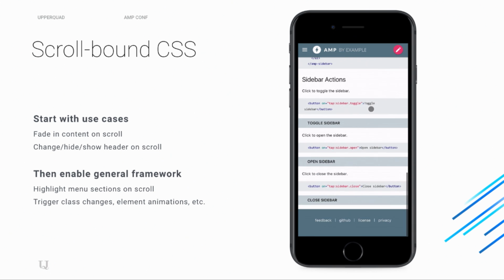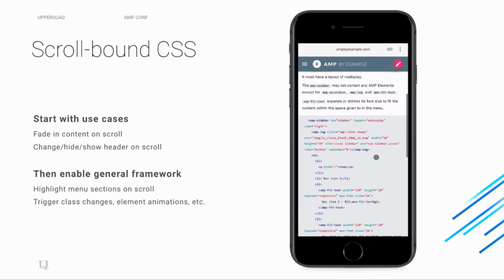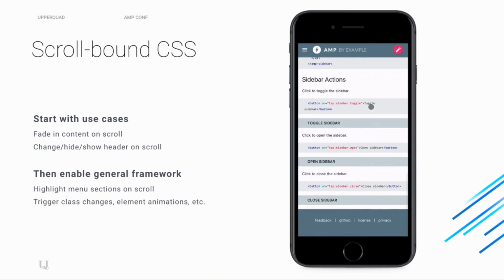But eventually, when we open up the general framework, we also want to give broad ability to do interesting things as well. Les's team mentioned wanting to highlight elements of, say, a sidebar menu as you scroll down the screen to continue to give the user context as they navigate the page. We want to make that work. And then we also broadly and more abstractly, in order to enable use cases that we can't necessarily predict right now, trigger class changes, element animations, things like that on the screen to better enable developers to engage users.